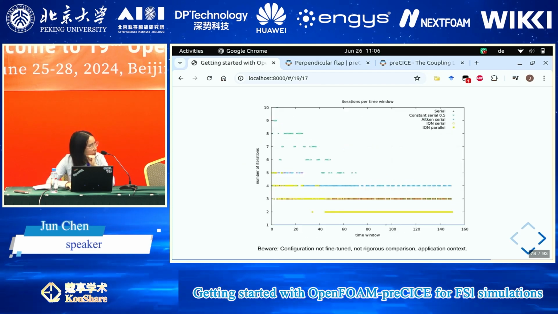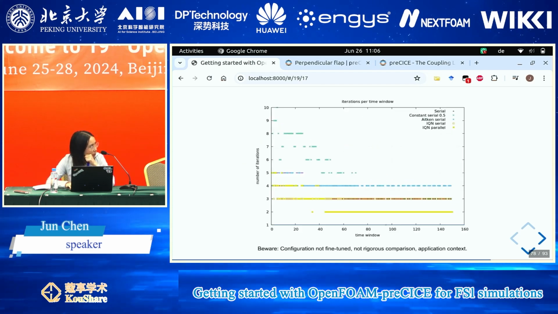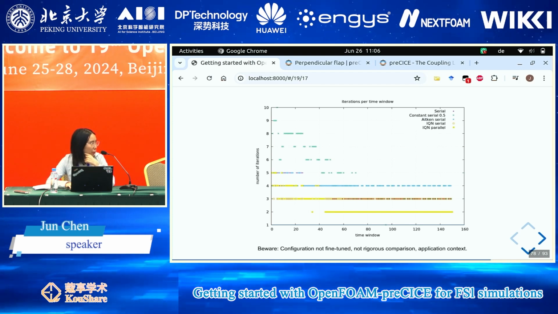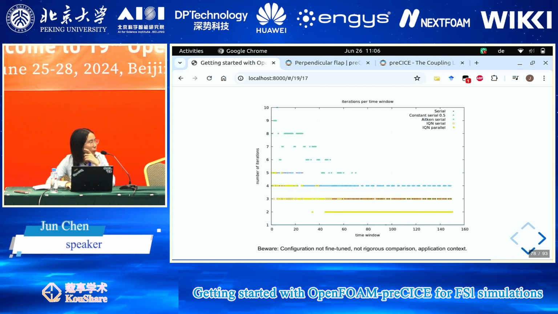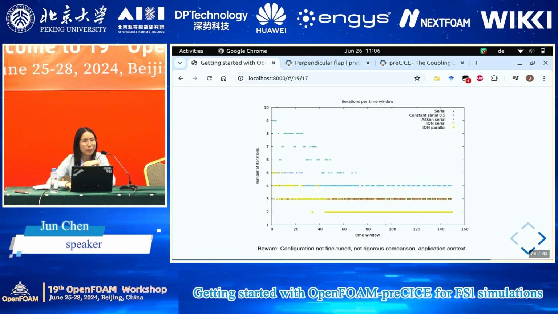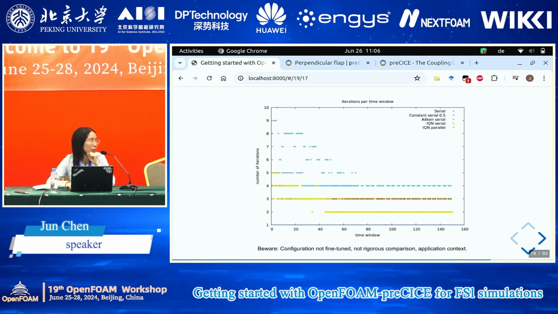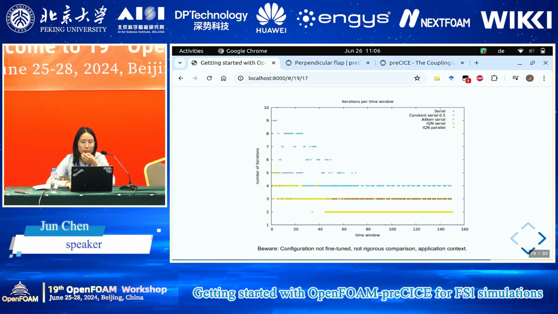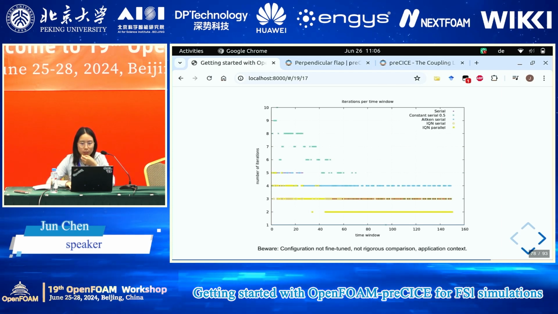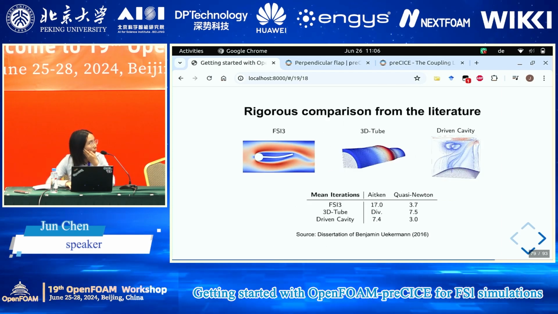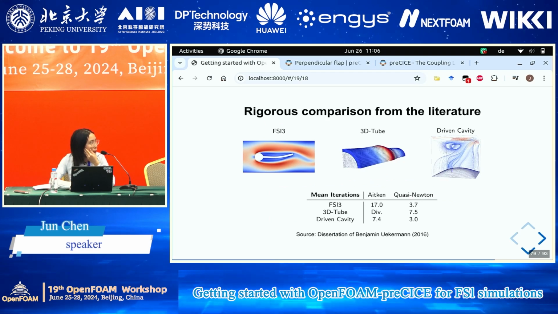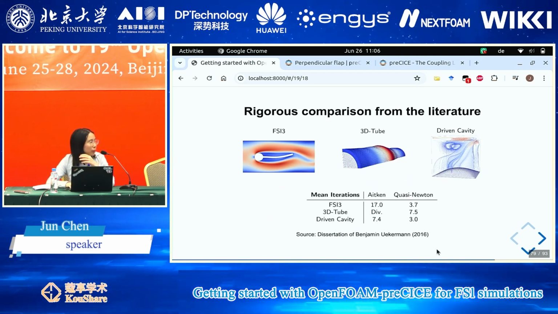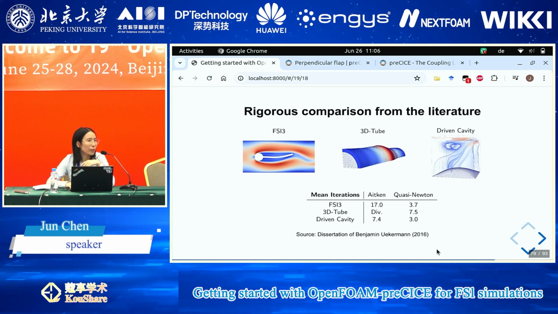So these results are not from a very rigorous comparison. The configuration is not fine-tuned, which means that I didn't choose the best parameters for the under-relaxation, also not for the IQN-ILS method. So this is only to show how this works. And I paste here some results from the dissertation of Benjamin Uekermann, who is the principal developer of the preCICE group.